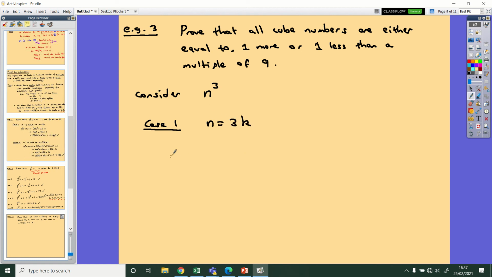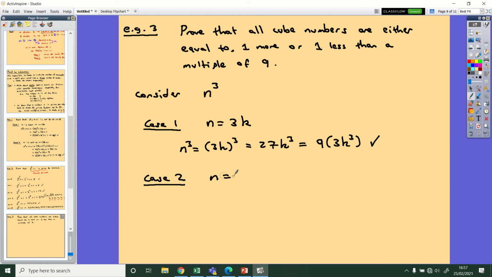So in this case, we can cube our expression. So n cubed is 3k all cubed, and that's going to give me 27k cubed, and we're looking for one of these 3 options, and we've got a multiple of 9, so we're done. So that's 9 lots of 3k cubed, which is good. It's a multiple of 9, and we're done. Okay, case 2.